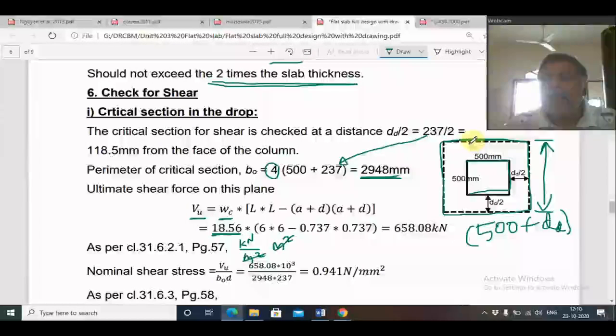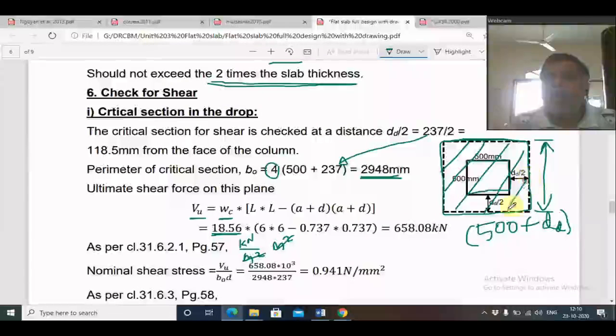Therefore I have to calculate the area of this critical section portion. The total area has to be divided by the total area, that is the unbalanced shear here, that will cause the punching. So the one side width is 500 plus 237, 737 mm. I am converting that into meters, 0.73 on one side of the critical section. We have an area 0.73 into 0.73, which gives the area of the critical section. That has to be deducted from the total area to get the unbalanced force.